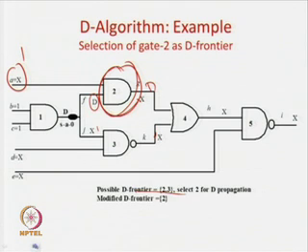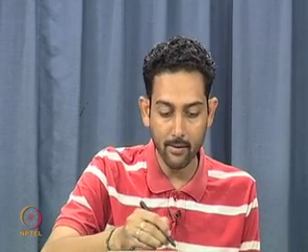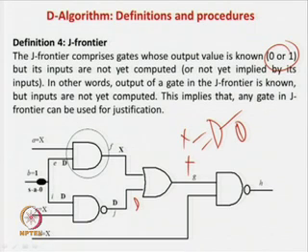At this point I want to mention that, strictly by the definition of j frontier, we need some discussion over this. The j frontier will tell you that the output of the gate is known to be 0 or 1 and its inputs are not yet known. For example, some gate whose output you know is to be 1 or 0 and both the inputs are x. This is a gate whose output value is known and its inputs are not yet computed, that is, you do not know the value of the input.